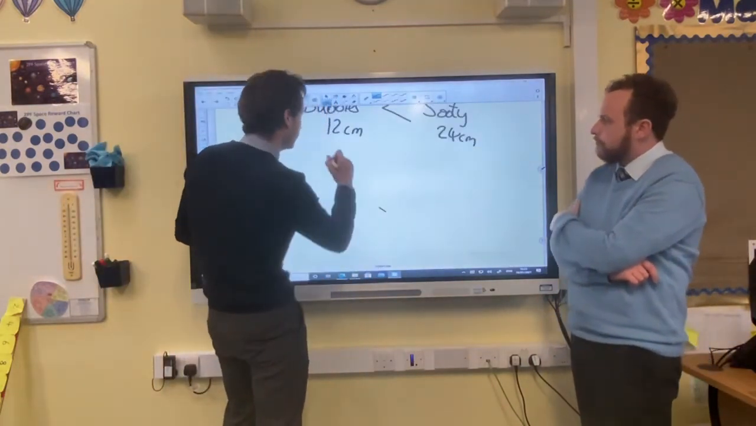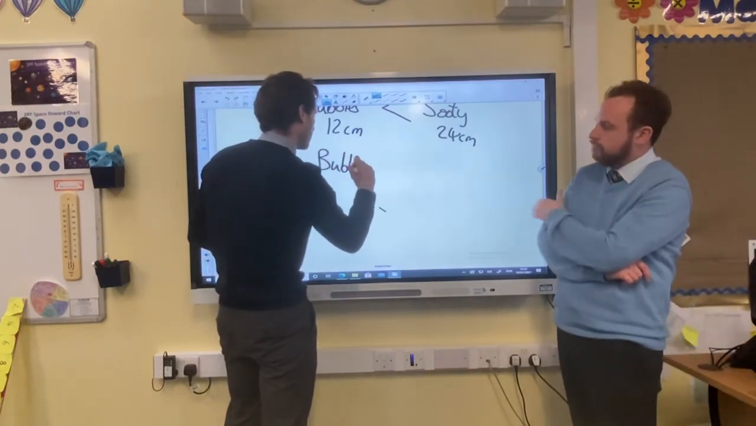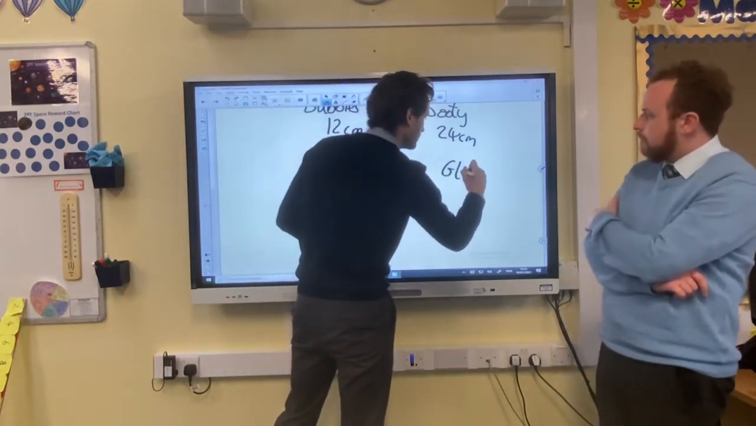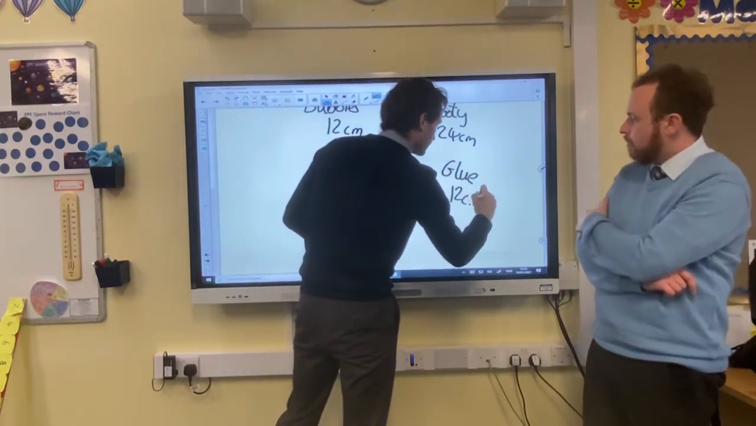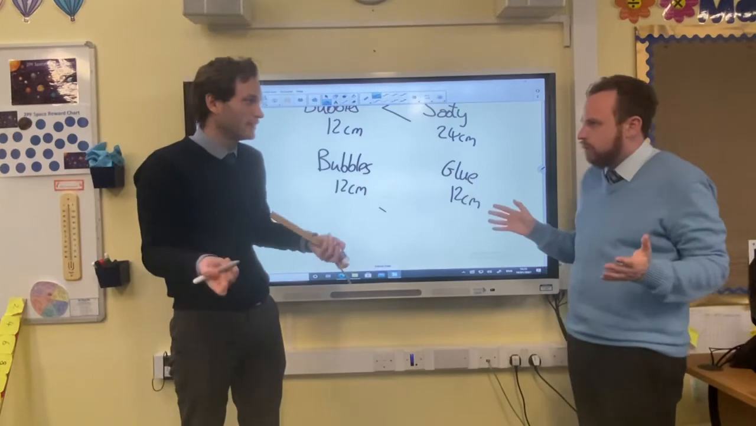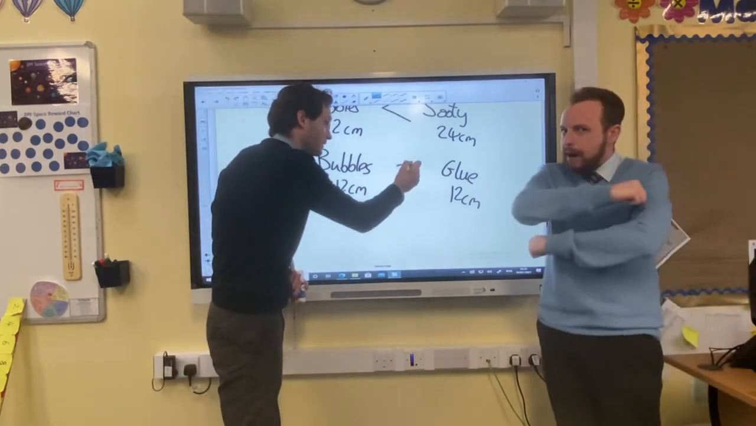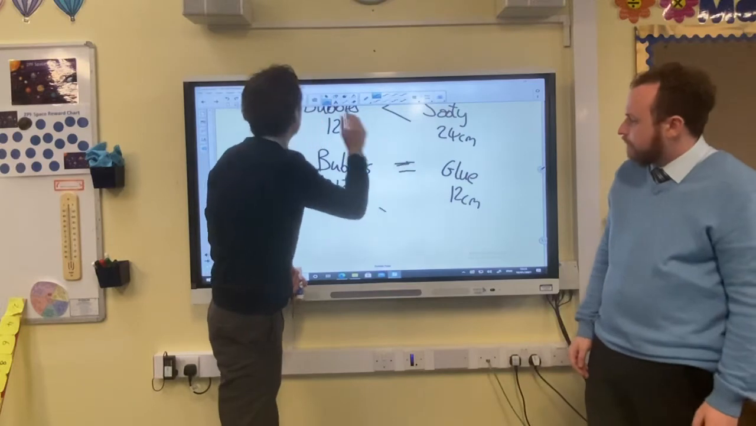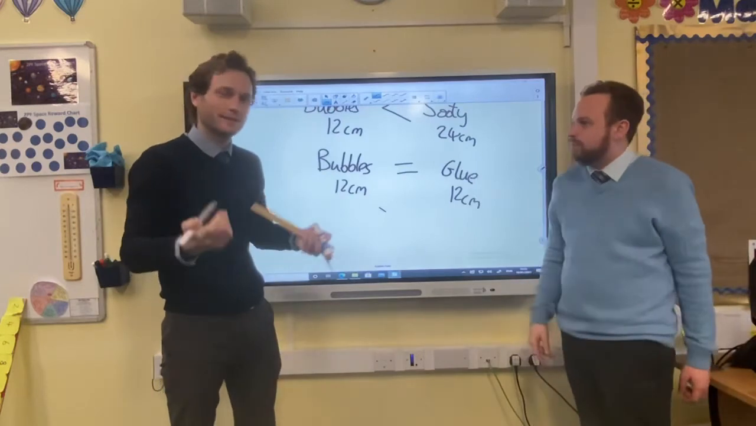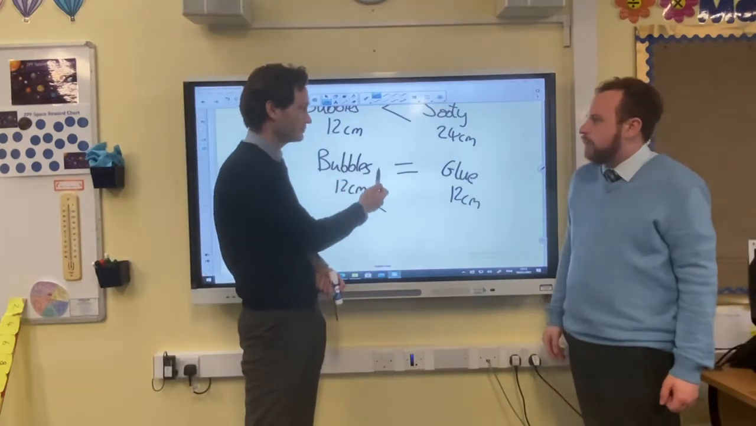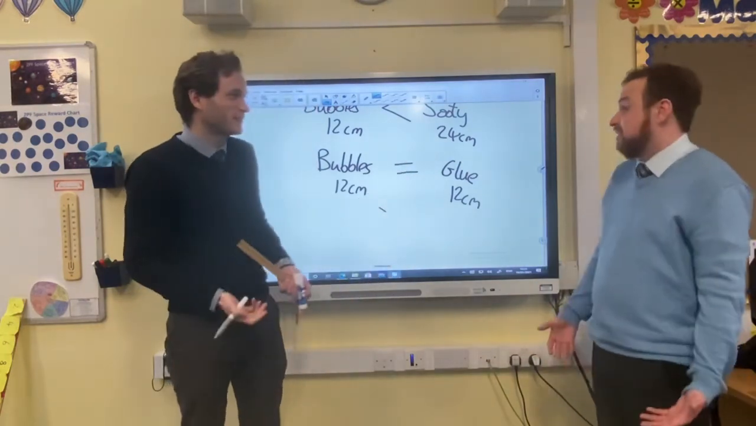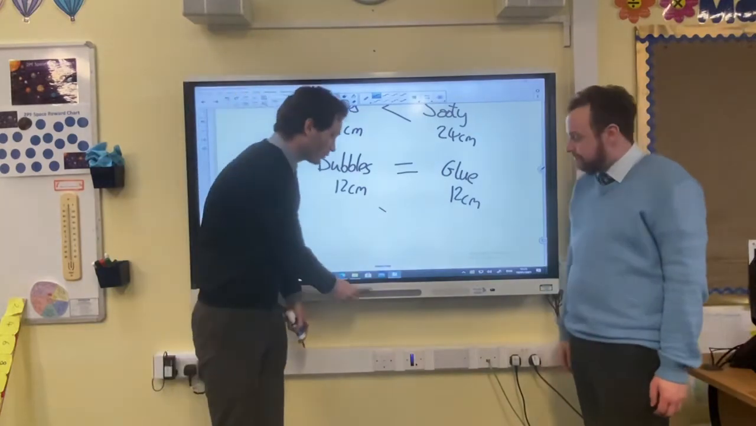So we've got the bubbles, 12 centimetres, and then we've got the glue stick, which is 12 centimetres. Well, they're the same. No number is more than or less than the other number, is it? So they must be equal. They must be equal to, okay? The same. And you can say 12 centimetres is equal to 12 centimetres. That's true, isn't it? 12 equals 12, doesn't it? Same thing. Correct.